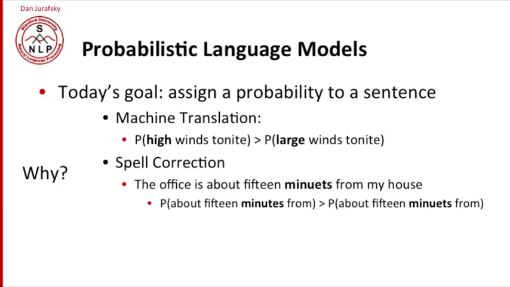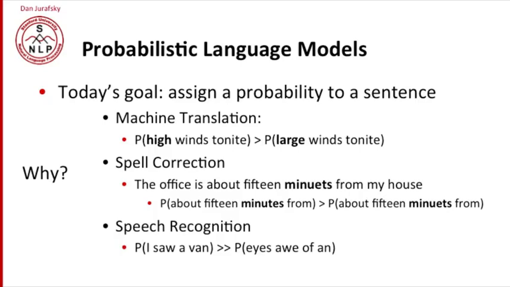In spelling correction, we see a phrase like "15 minuets from my house." That's more likely to be a mistake for "minutes." And one piece of information that lets us decide that is that "15 minutes from" is a much more likely phrase than "15 minuets from."